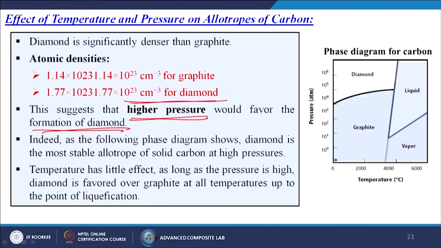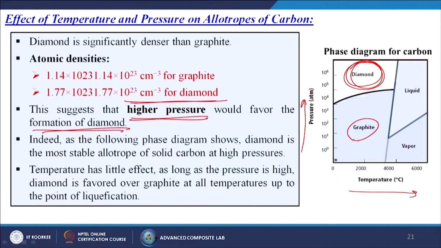In this particular diagram, on this side the temperature is increasing and on this side the atmospheric pressure is increasing. Diamond is at the top, which means that for the preparation of diamond you need a very high pressure, generally 10 to the power 3 or more. Below that is graphite, and if you increase the temperature, this is the vapor phase and this is the liquid phase.